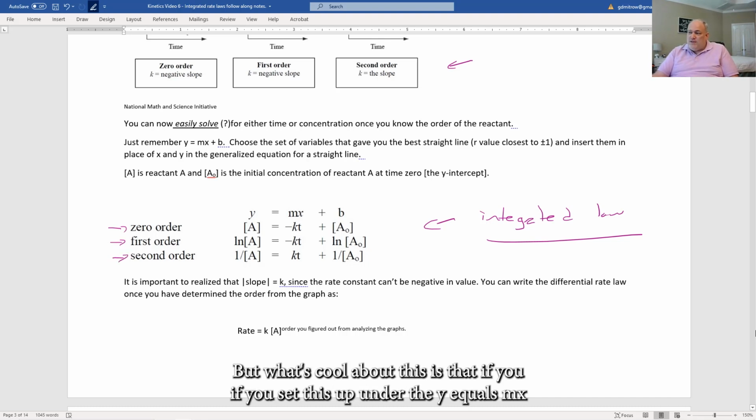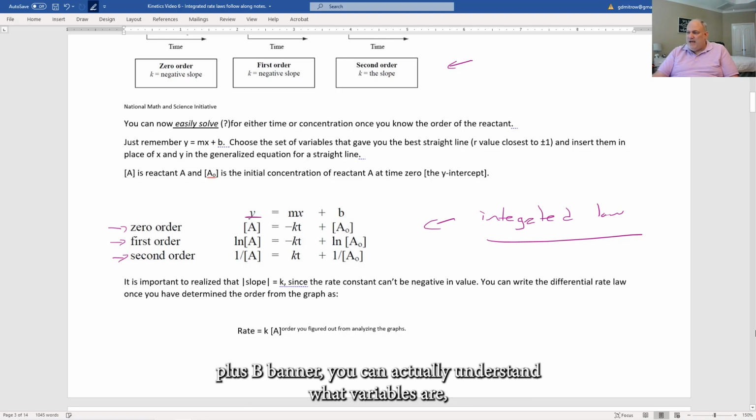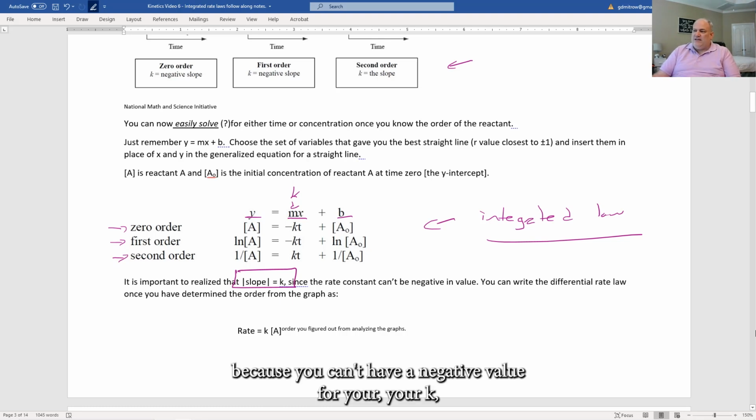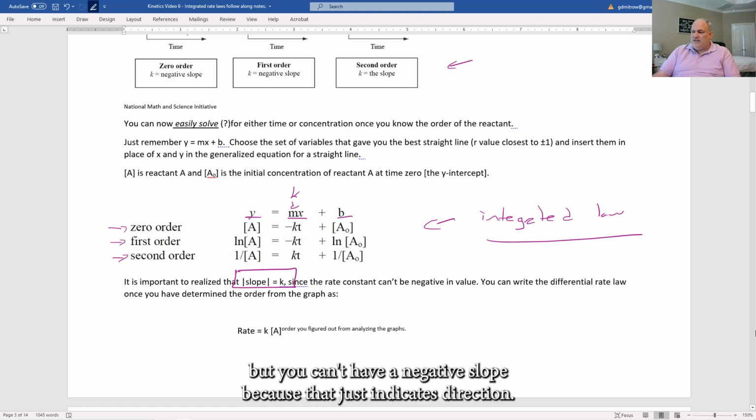But what's cool about this is that if you set this up under the y equals mx plus b banner, you can understand what variables or what concentrations you find where. You notice here that our m is going to relate to our k, right? Also really important here, and I put this down below, the slope is always positive. So if you're solving for k, we take the absolute value of that, because you can't have a negative value for your k, but you can have a negative slope because that just indicates direction.